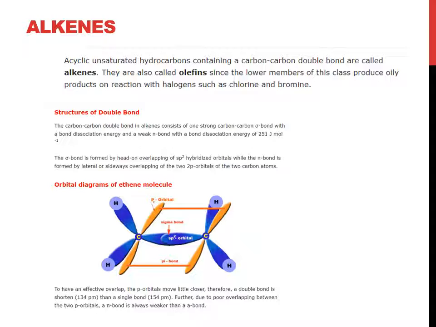Now here is the orbital diagram of the ethene molecule. It's shown on the screen that there is a sigma bond, and for the sigma bond there is sp2 hybridization, and there is a double bond. One is a sigma bond and the other is a pi bond. Sigma bond is formed first, pi bond is formed after that. To have an effective overlap, the p orbitals move a little closer. Therefore, a double bond is shorter than a single bond. Further, due to poor overlapping between the two p orbitals, a pi bond is always weaker than a sigma bond.